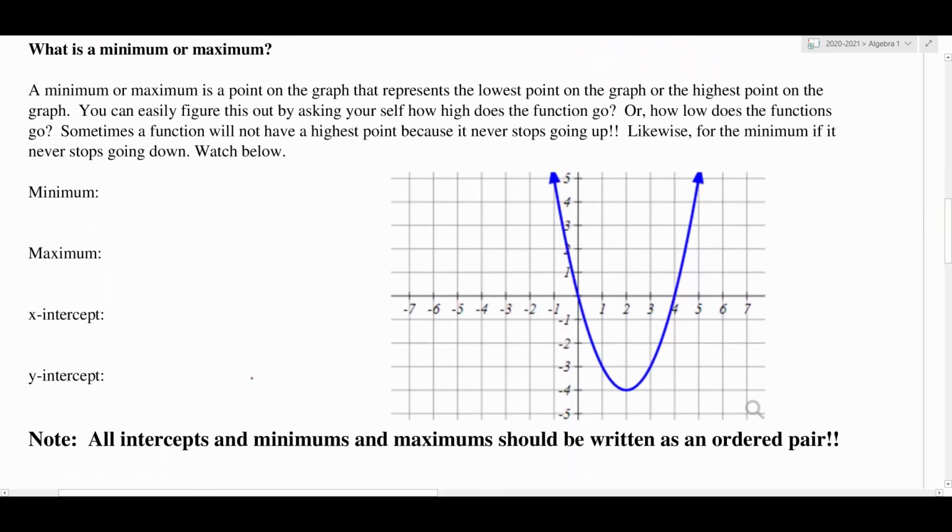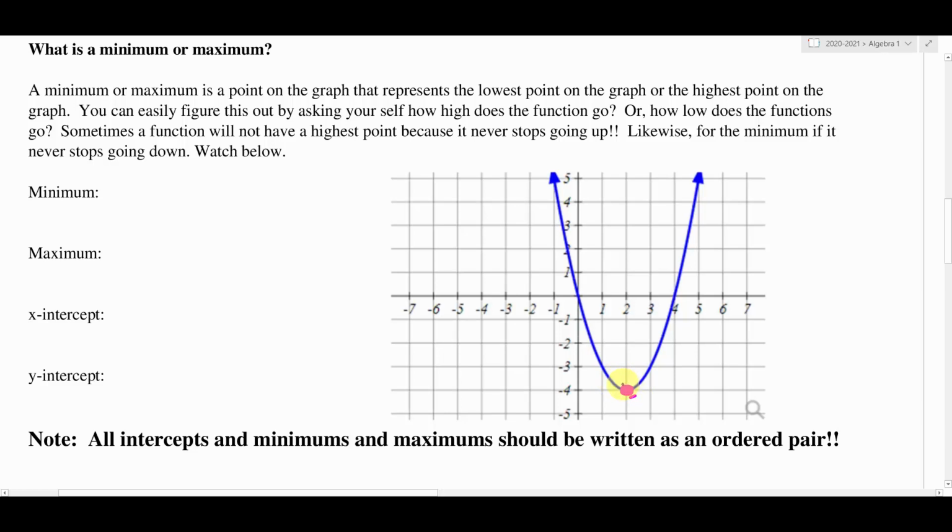All right, so let's move on to the next goal for today, and that is to learn what a minimum or a maximum is. And it really is just what it sounds like. A minimum would be a point on the graph that represents the lowest point on the graph, right? So if I'm thinking about going up or down, right? So here's my function, and if I want to go to the lowest point on the graph, I would go as low as the function goes, and that would be located right here. Okay, so this point is as low as the function goes. There's no lower point. So we call this a minimum.